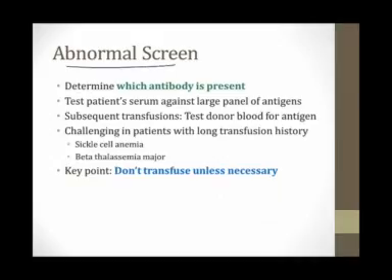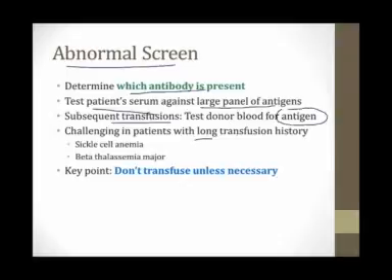When patients have an abnormal screen, you next determine which antibody is present by testing the patient's serum against a large panel of antigens. Once you figure out which antigens are the problem for that particular patient, in subsequent transfusions, you test the donor blood for presence of that antigen. This can be challenging in patients who have a long transfusion history. So, for example, patients with sickle cell anemia or beta thalassemia major receive many transfusions over the course of their lives. As a result, they can develop many antibodies to minor antigens. So a key point is that you shouldn't transfuse patients unless absolutely necessary. The more you transfuse them, the more you increase the likelihood that it will be harder to find a match down the road.